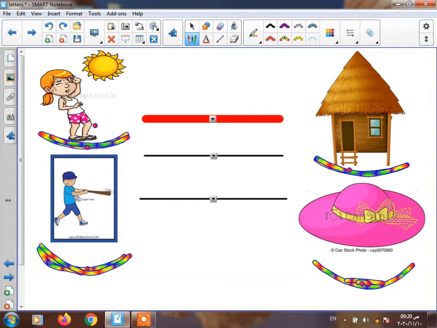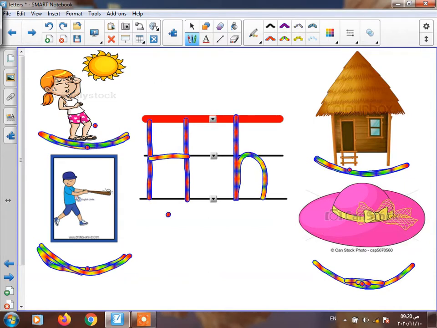How can I write letter H, KG2? Line down. Line down. Small line. How can I write the sound H? Line down, turn down. Letter H, sound H.